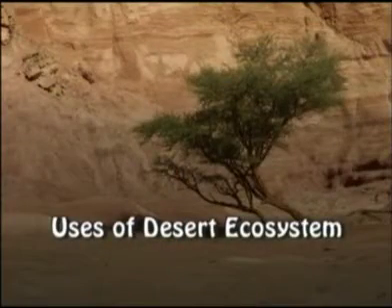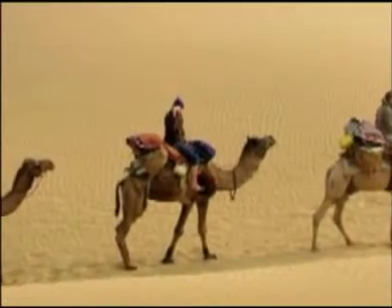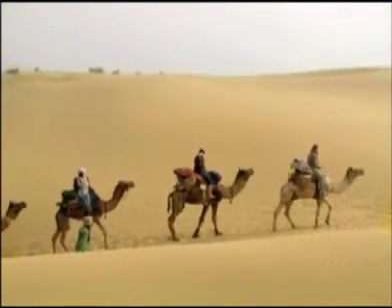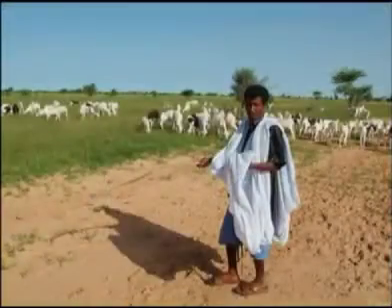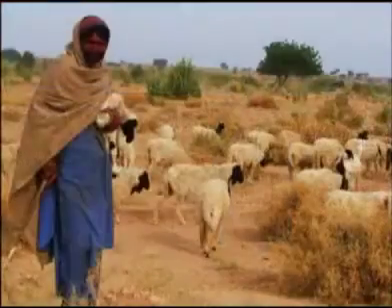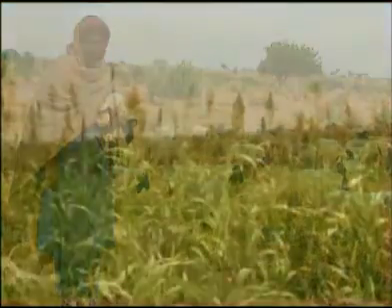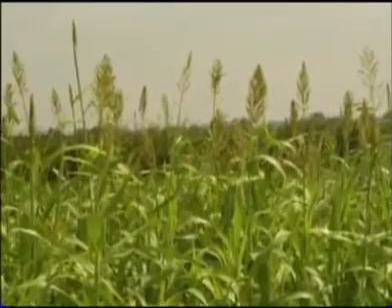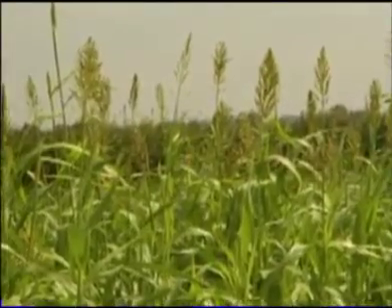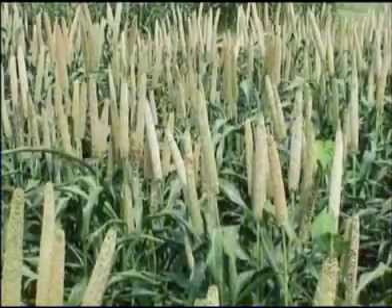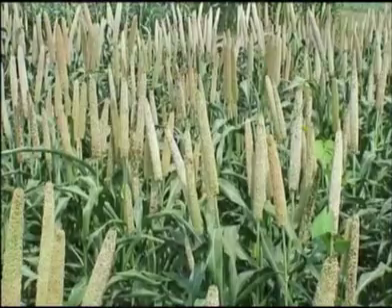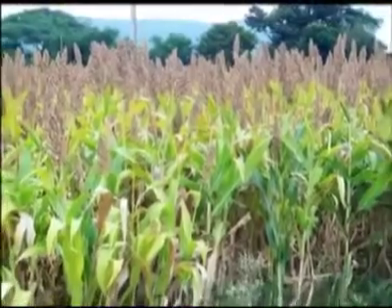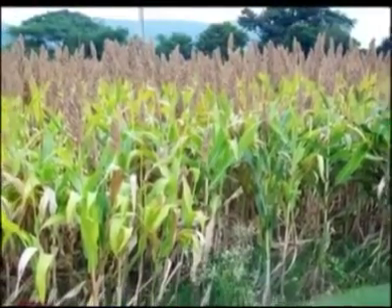Uses of desert ecosystem. Areas of scarce vegetation with semi-arid scrubland are used for browsing by camels and grazing by goats and sheep in Gujarat and Rajasthan. Areas with little moisture are used for growing crops like sorghum or jowar and pearl millet, bajra. The natural grasses and local varieties of crops adapted to low moisture conditions can be used for genetic engineering and dry farming.